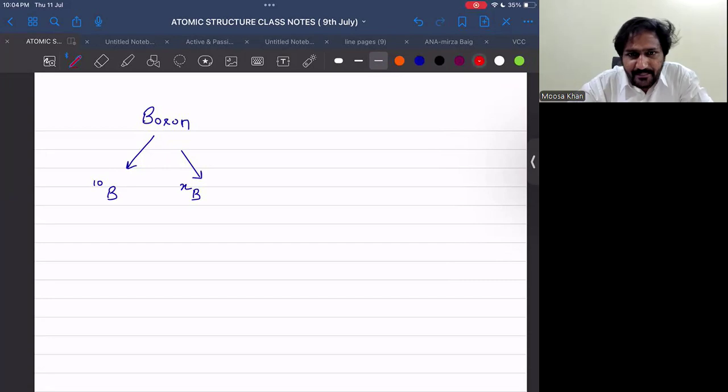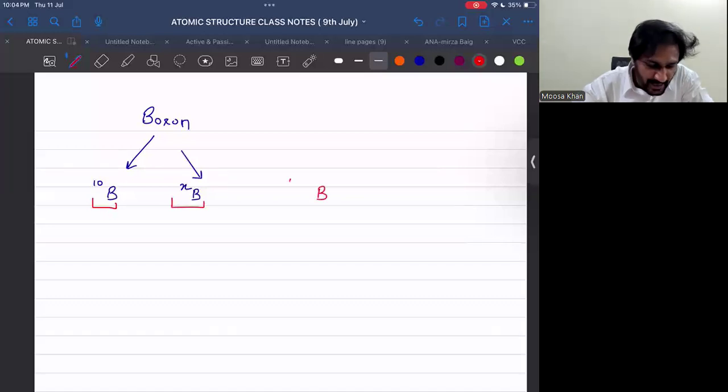उसके लिए क्या लिखा हुआ है? For example, atomic mass of boron to 1 decimal place. If we calculate the average of these two isotopes, that would come out to be 10.8. ये average mass बता दिया हमने. ठीक है, so can you find the relative abundances of boron?